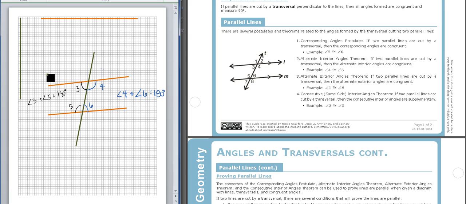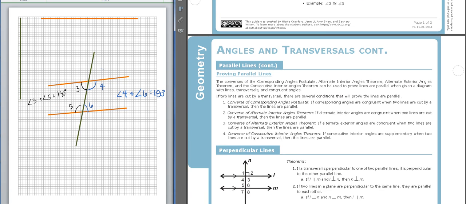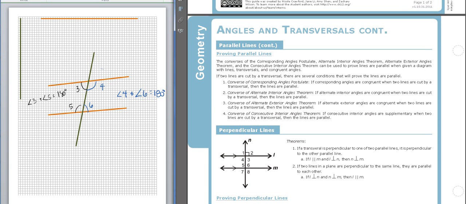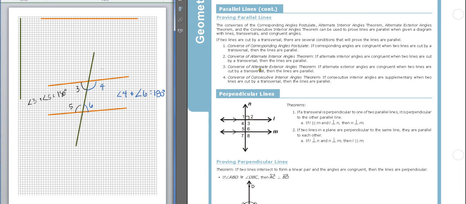All right? Now, the remainder of the lesson has to do with angles and transversals and proving the theorems. So we're not going to go over that. So this is going to be the end of our lesson. You can read that in the notes.